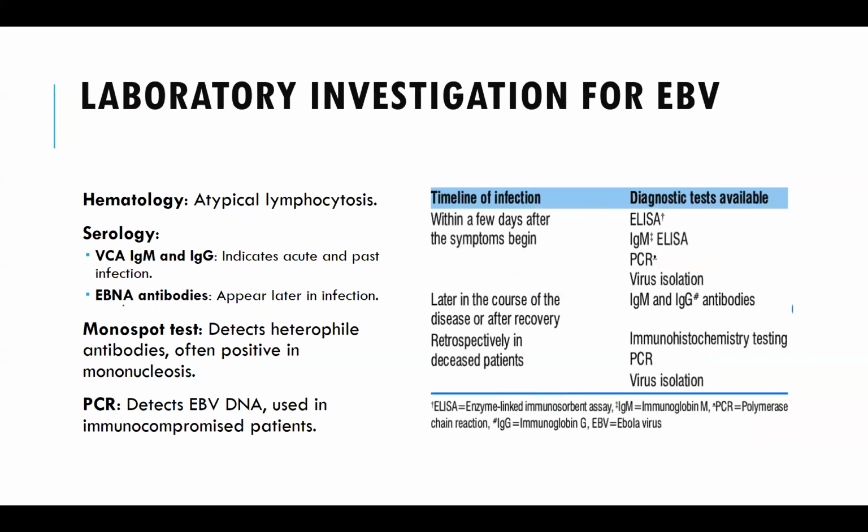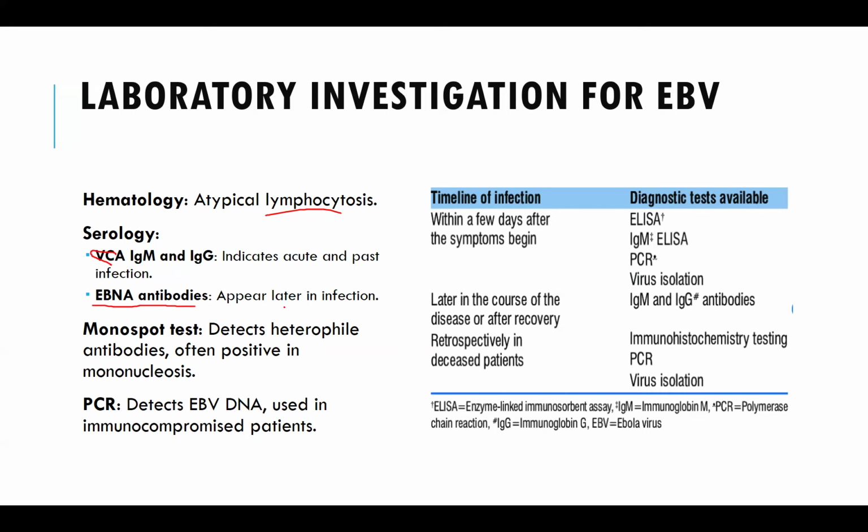So in the laboratory investigation, if you want to investigate a person with EBV, usually we do hematology, where you see a typical lymphocytosis, but usually this is common in acute infections. But we can also do serology, where we test the viral capsid antigen. Then you do the titers for both IgM and IgG, and then you can see whether it is an acute, past, or even a latent infection. You can also do antibodies against the Epstein-Barr nuclear antigen, and this one usually will appear later on after getting the latent infection.